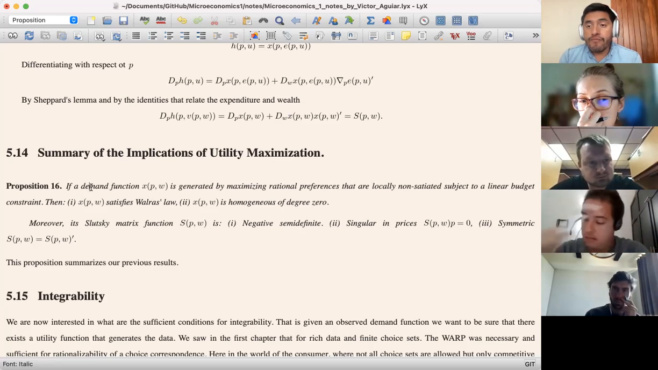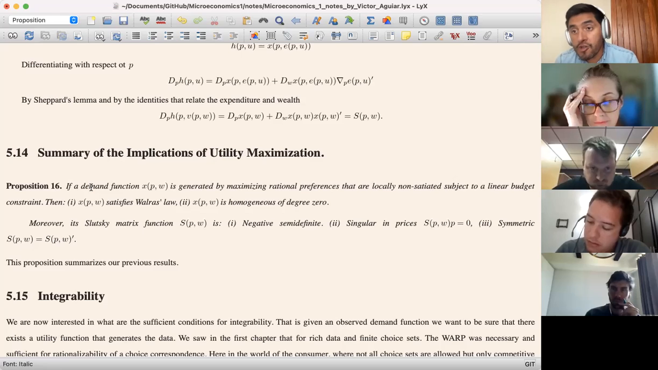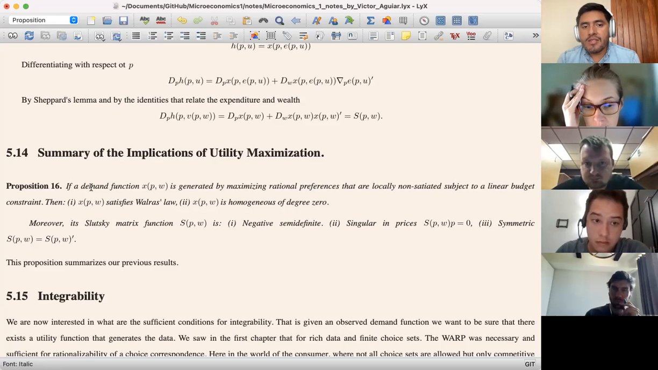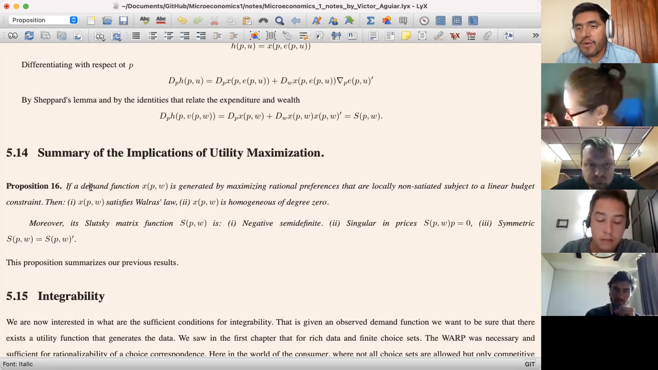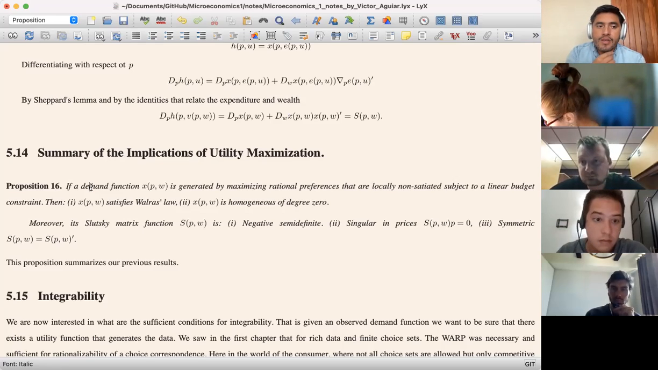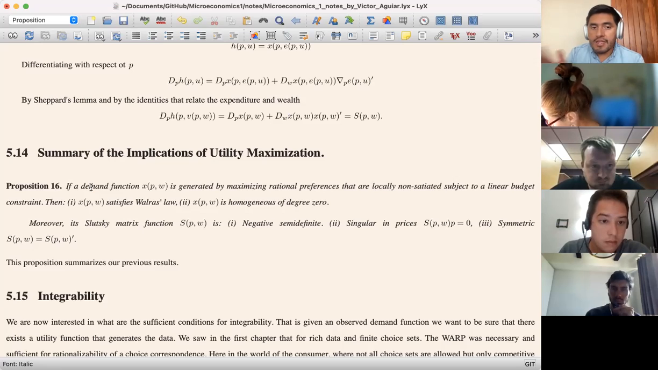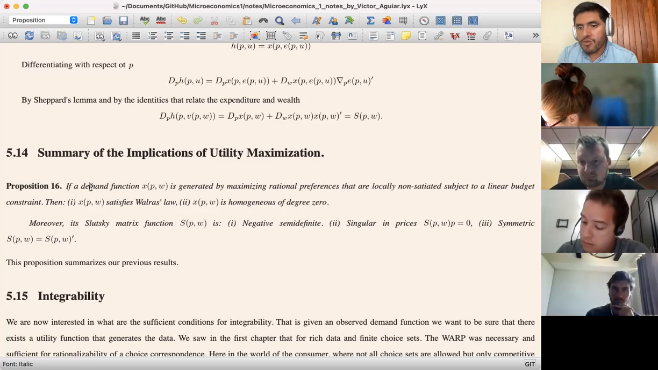If a demand function, right, is a function, not a correspondence here, we're assuming also it's differentiable, so we can obtain the Slutsky matrix, is a function, single valued. It's generated by maximizing rational preferences that are locally non-satiated, subject to a linear budget constraint. Then the following happens. x(p,w) satisfies Walras' law, right? Is homogeneous of degree zero. We know that. Moreover, and this is the new part, its Slutsky matrix function, S(p,w), is for any (p,w) negative semi-definite, singular in prices, this multiplication with price equal to zero, and symmetric. That means that S(p,w) is equal to S(p,w) transpose, or that any entry ij is equal to entry ji.